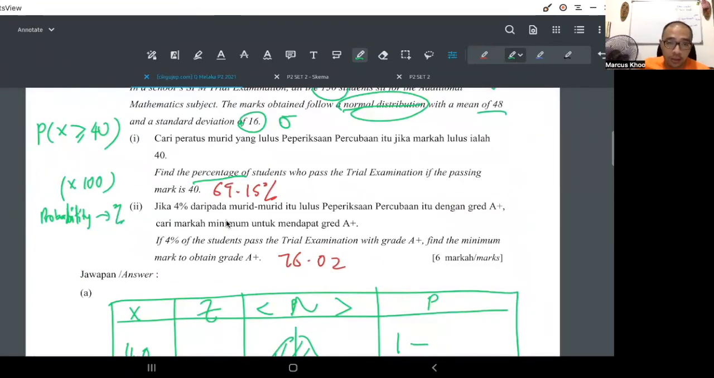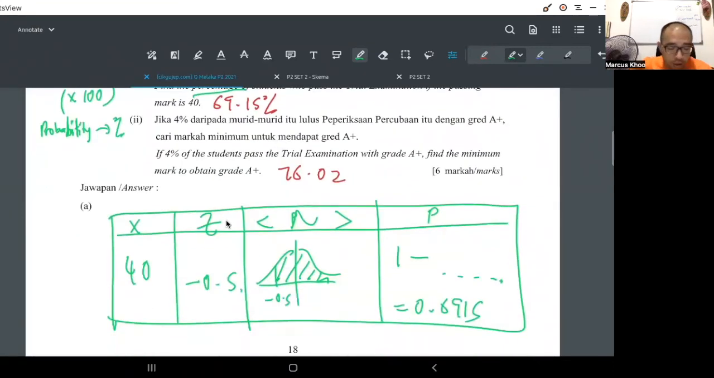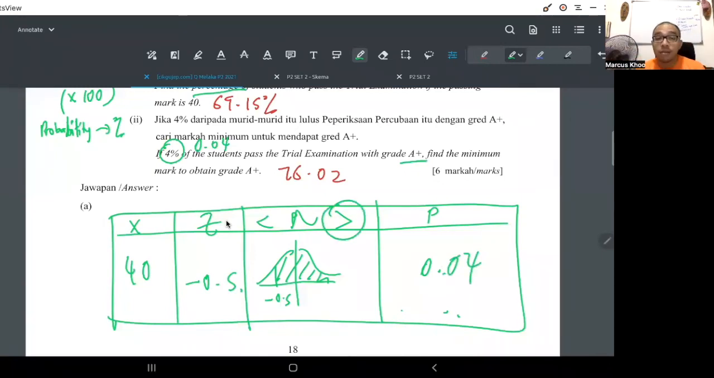Okay. Next one is if 4% of the students, so this one is the reverse of this entire process. 4% means the probability is 0.04. Okay, divide by 100. So now we are giving you the probability of 0.04. Pass the trial examination with grade A+. Okay, that means also more. Okay, find the minimum mark to obtain this one.